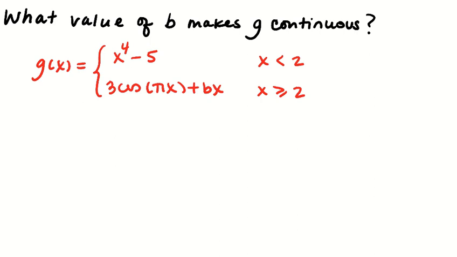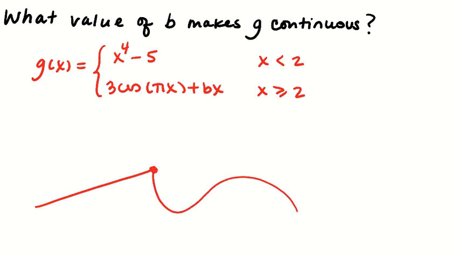Okay, next, I've got another pre-cal question for you. What value of b makes this function continuous? Okay, so you've got a piecewise defined function, and we want to make it continuous based on some value of b. So if it's going to be continuous, we need this piece where x is less than 2, which is definitely not going to be a straight line if it's x to the 4th minus 5, to meet up with this kind of wavy thing. And so they need to share that value.